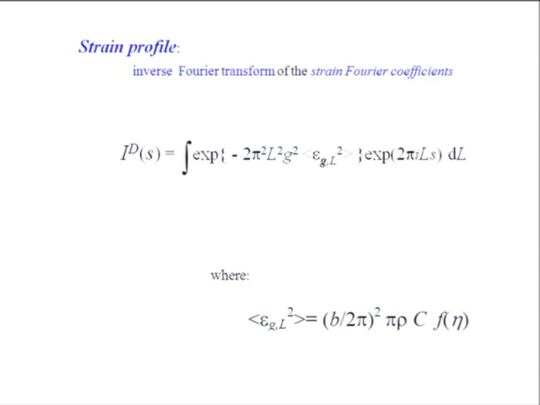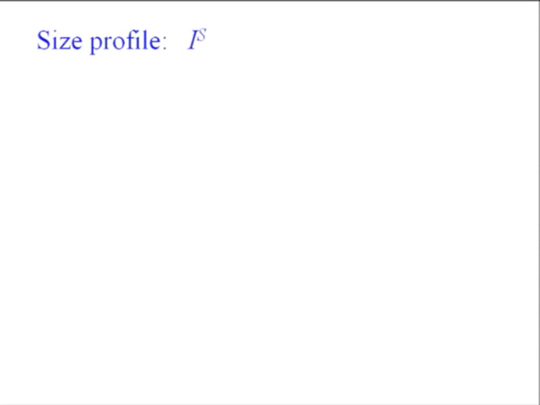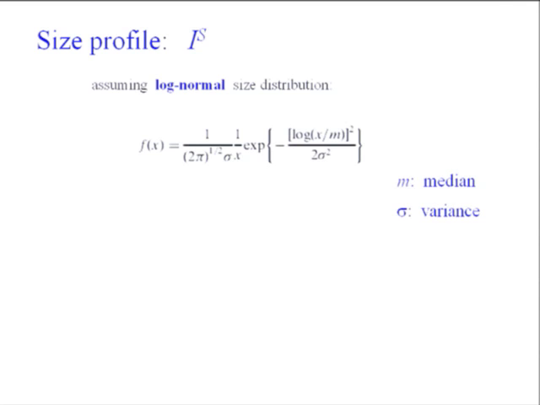The strain profile, just to summarize, is the Fourier transform of the Fourier coefficient. So behind the integral you have just the Fourier coefficient, and that is inverse Fourier transformed to produce the strain profile. The size profile is somewhat more simple, although Matteo mentioned that you can have a very complicated shape or size distribution.